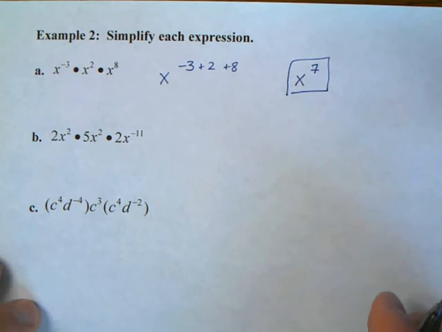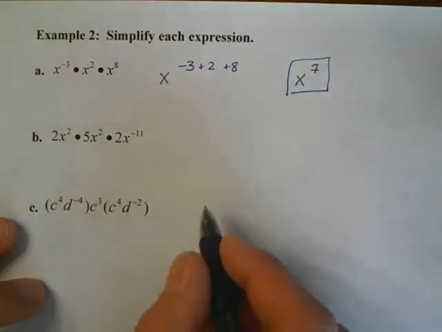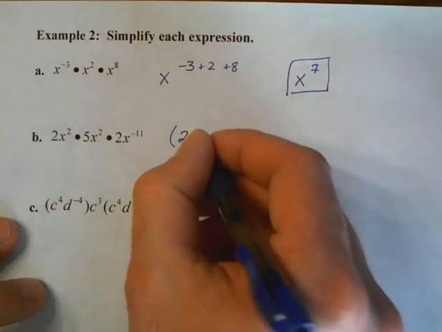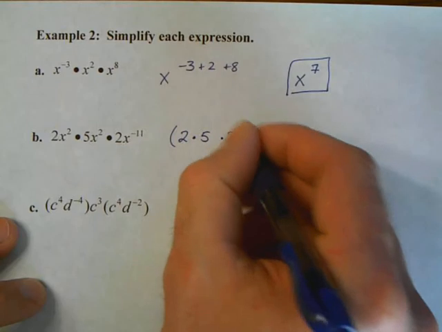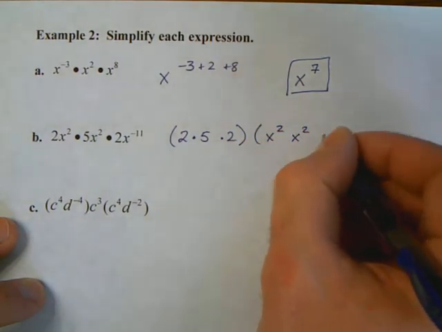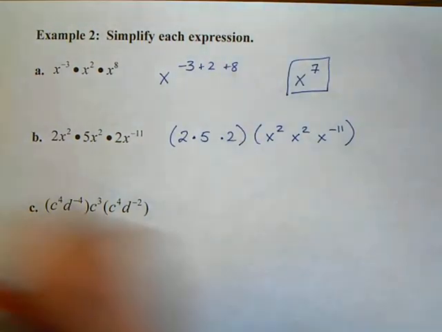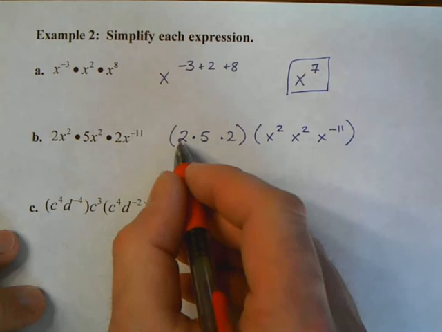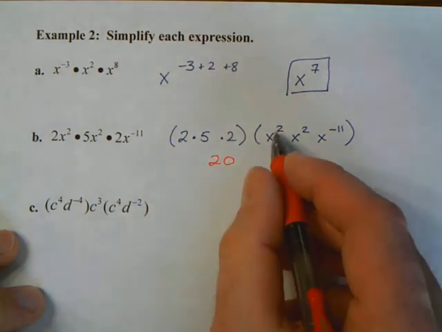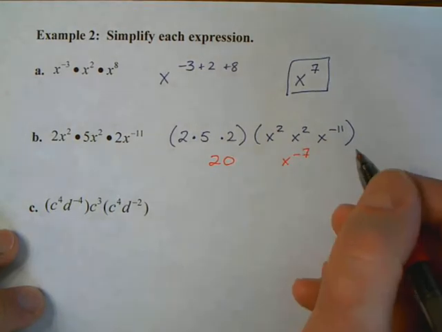In part B, we have numbers in front and exponents in back. So our goal here will be to do some grouping. Let's group first the numbers, 2 times 5 times 2, and then let's group our x's. X squared, and x to the negative 11. As we work through this, we're going to have to do our 2 different problems together. 2 times 5 times 2, well, that's 20. X squared, and x to the negative 11 is x to the negative 7.